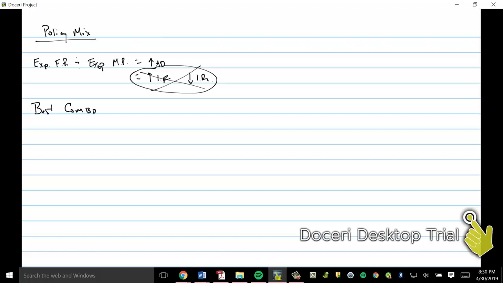But the best combo here is, we'll say best combo for growth equals contractionary fiscal policy and expansionary monetary policy, because they give you a low interest rate. Winner, winner. Why is that good for growth?